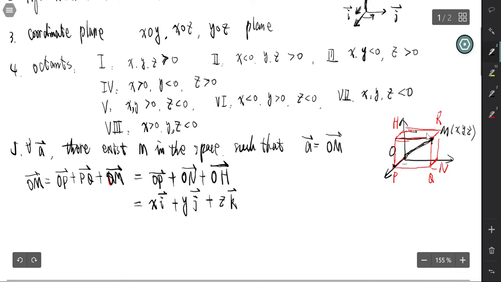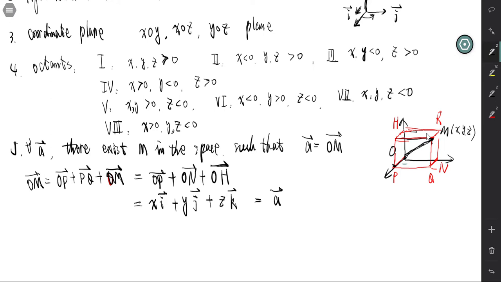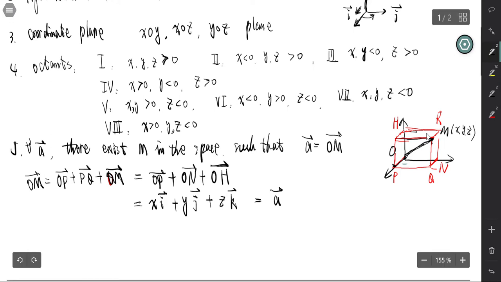So any vector can be read as the addition of three coordinate vectors. If we put the start point at the origin, then this vector can be represented as the addition of three coordinate vectors. Actually, (x, y, z) is the coordinate of M. So sometimes we write a vector as just its coordinates.